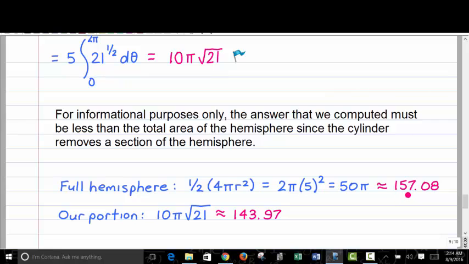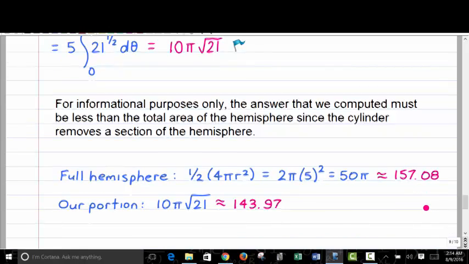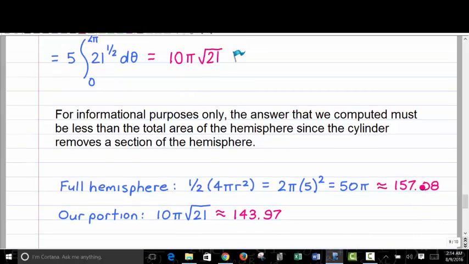And I went ahead and got a decimal answer here, just so I can compare these two numbers. Normally I would prefer exact answers, but this is just for illustration. The only point I'm trying to make here, which is not necessary when you're working the problem, is just to show you this.